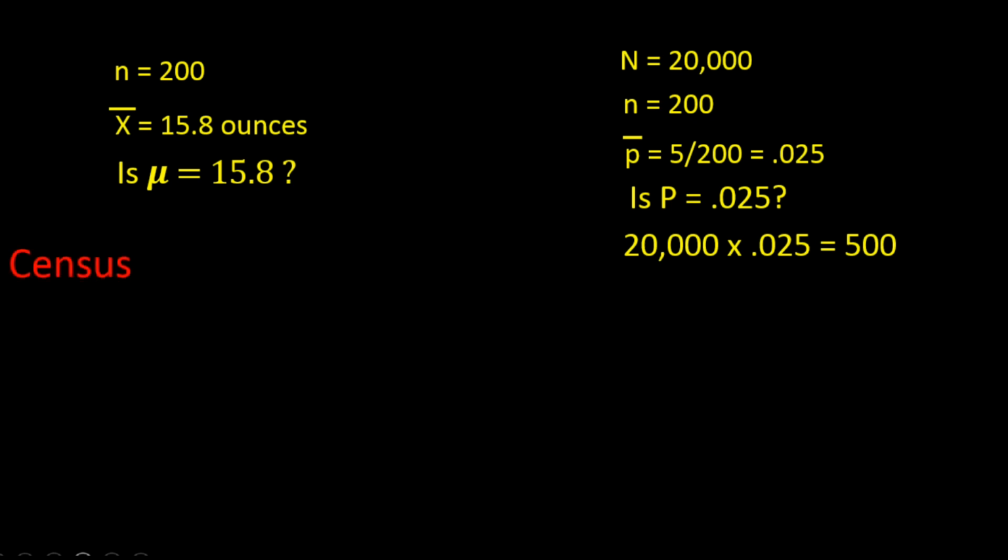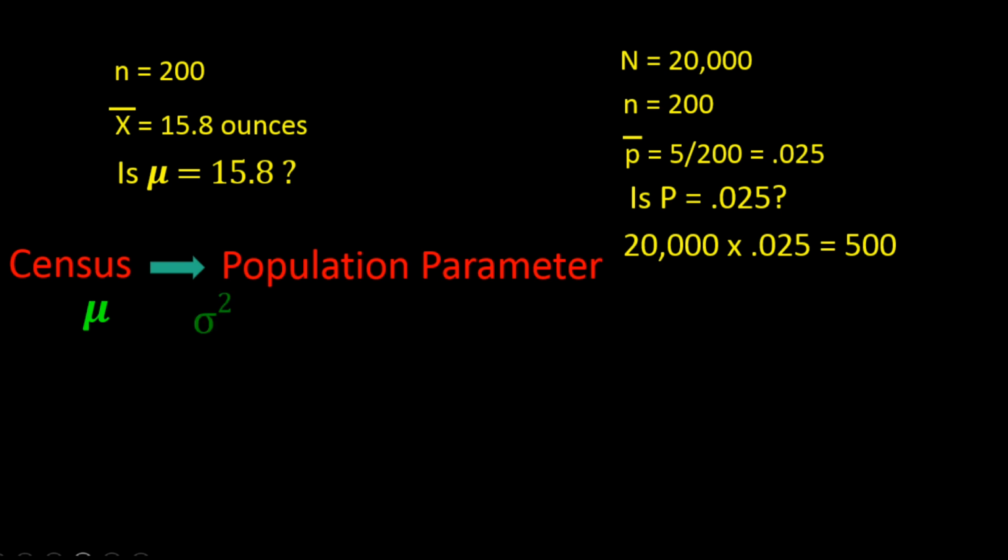When we take a census, that is, we examine every element in a population, we get what is called a population parameter. For the true population mean, we use the symbol mu. For the true population variance, we use sigma squared. And for the true population proportion, we use capital P. Some statisticians use the Greek letter pi.